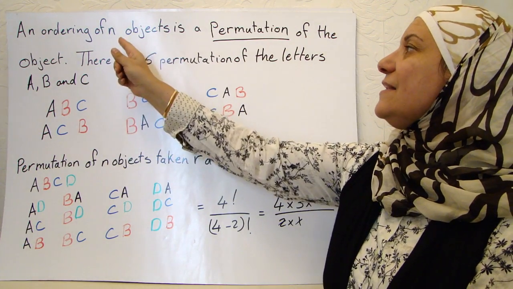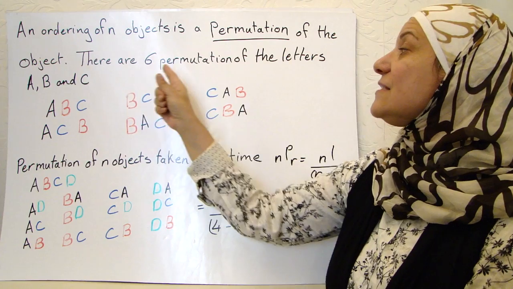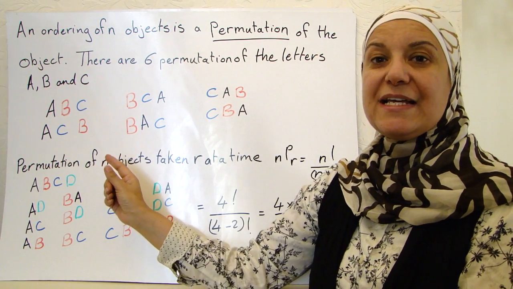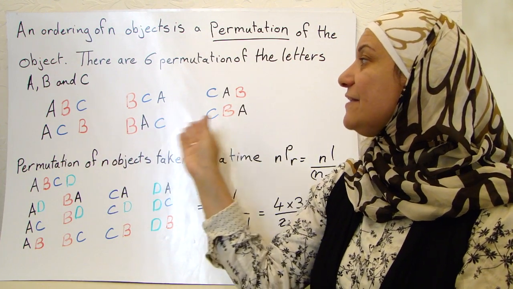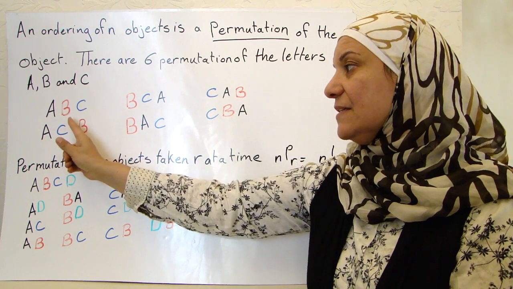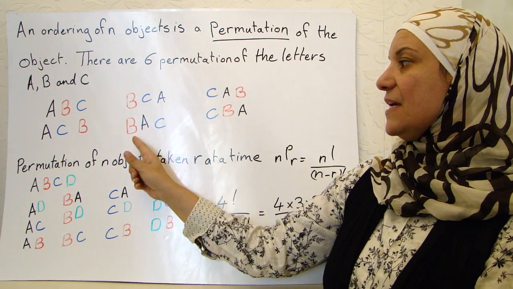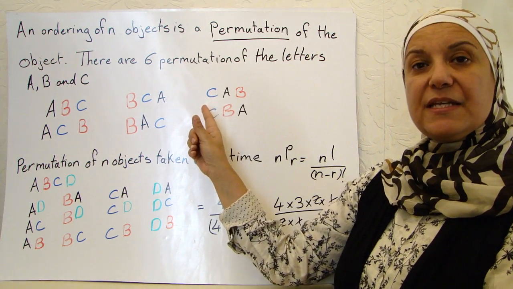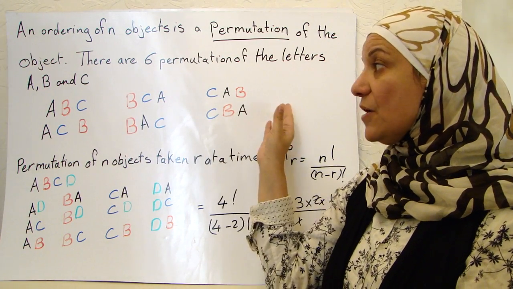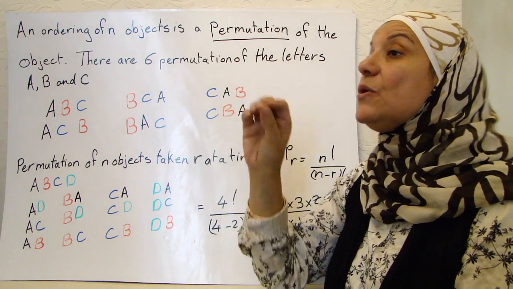An ordering of n objects is a permutation of the objects. There are 6 permutations of the letters A, B, and C, which means I can have them in how many different ways combined together. I can have A at the beginning and then BC, and then A at the beginning and then CB. B at the beginning and then CA, B at the beginning and then AC, C at the beginning and then AB, C at the beginning and then BA. See, in this part, the order is very important, and that's why I call it permutation, where the order is important.